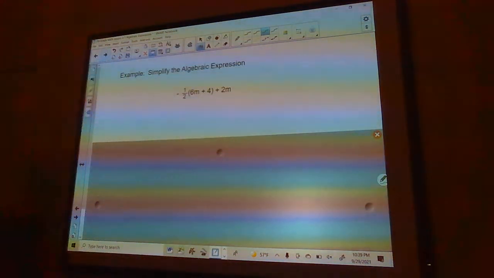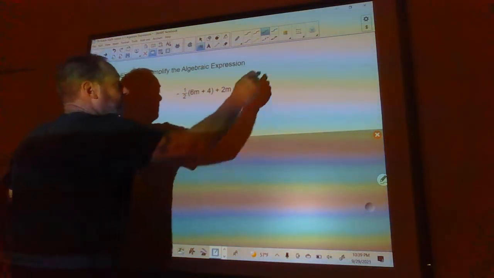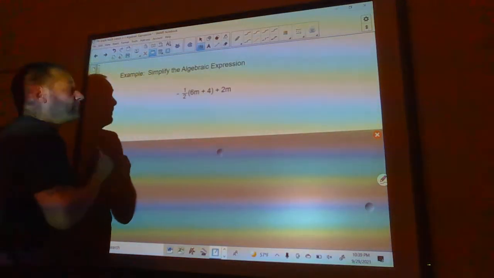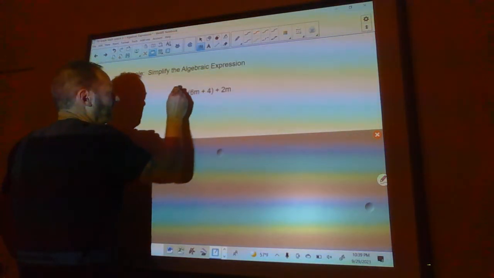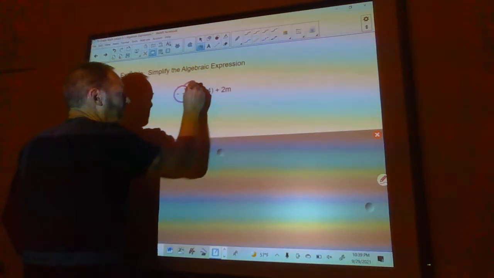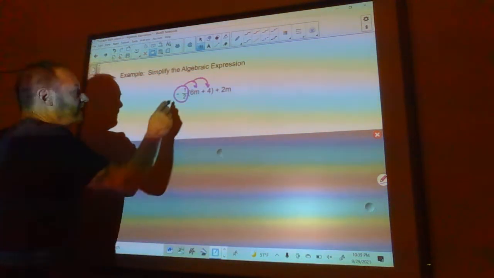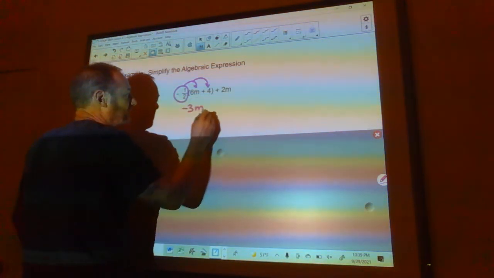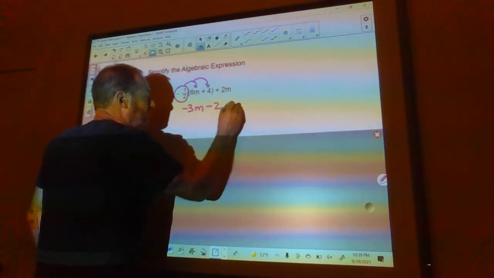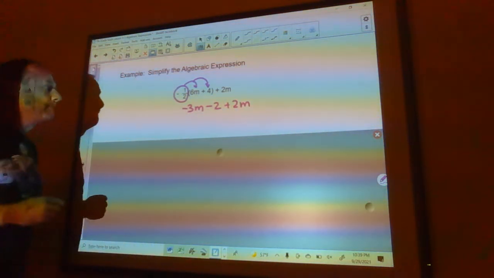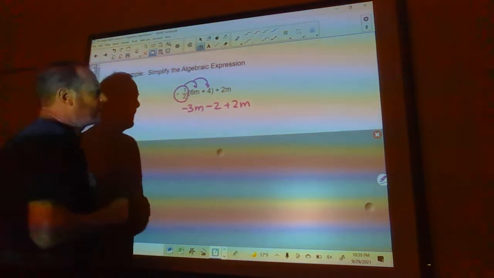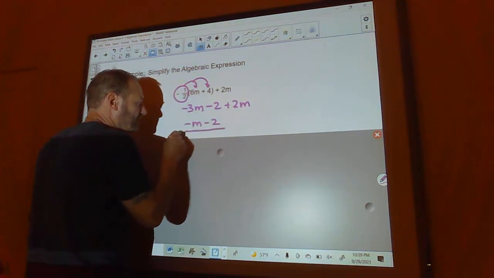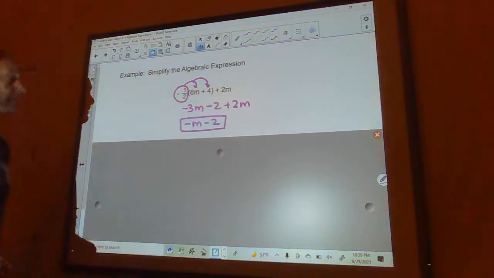Okay, simplify this algebraic expression. So here's what I'm going to do. I've got this right here that I need to distribute throughout here. So negative 1/2 times 6m is negative 3m, and negative 1/2 times 4 is negative 2, and then plus 2m. And now I can combine my like terms here, and I get negative m minus 2, and I can't go any further.